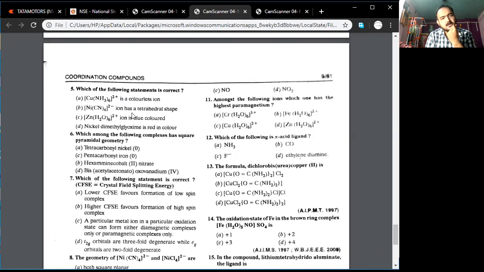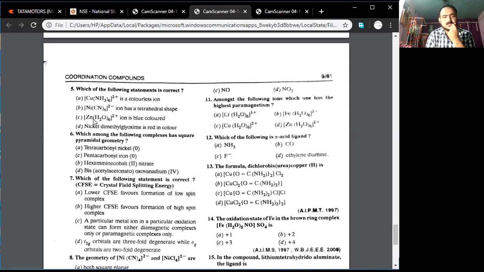Ni(CN)4 is definitely not a tetrahedral shape. It is a square planar compound, because you can see here it is a strong ligand, so it will do the forceful pairing, and the structure will become dsp2 hybridization with zero magnetic moment, with a square planar geometry.